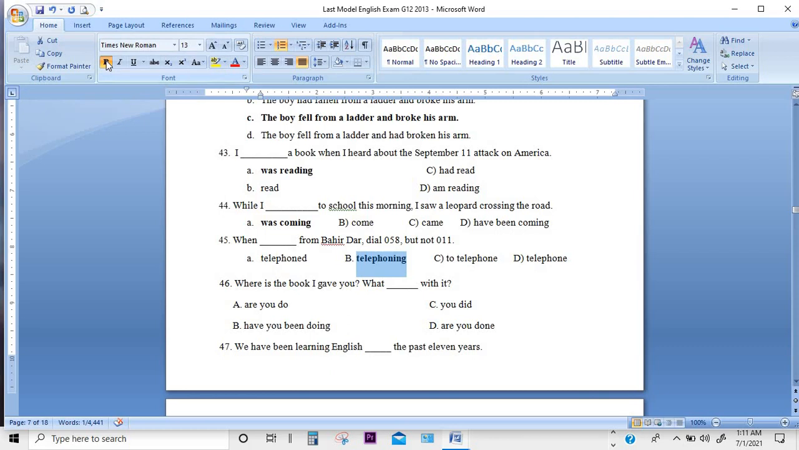By the way, if it is -ing, it will be a present participle or a gerund, right? I think this is a participle phrase: "when telephoning from Bahir Dar" is a participle phrase, I mean a participle clause. And "dial 058 but not 011" is the main clause, right?